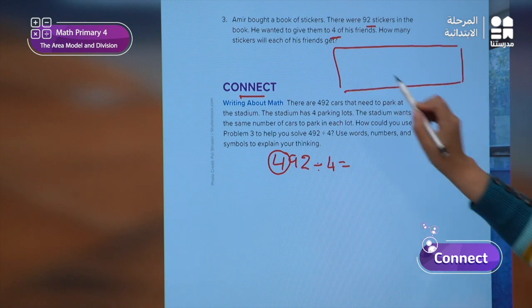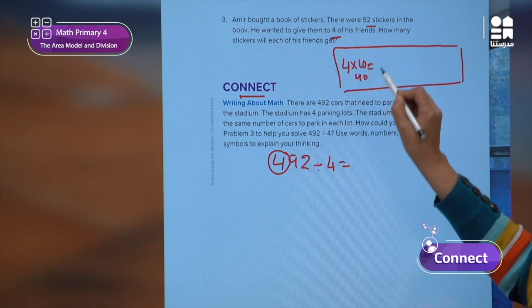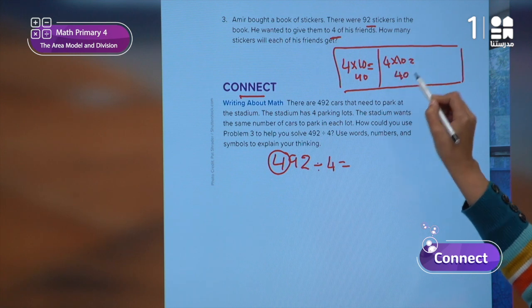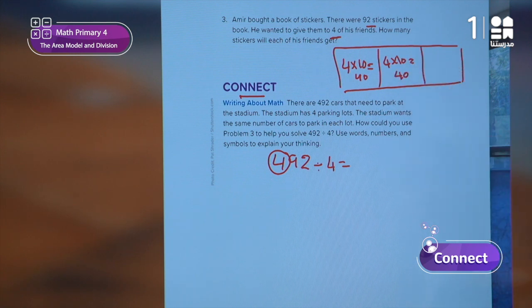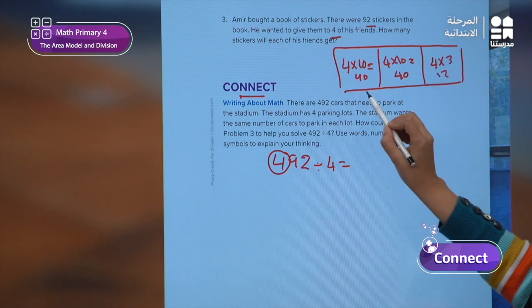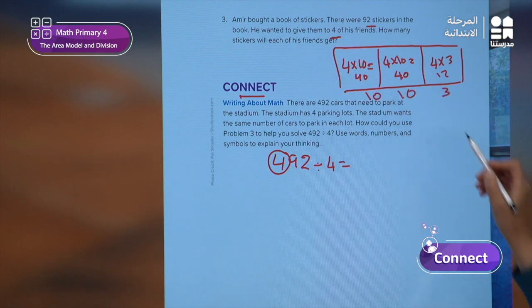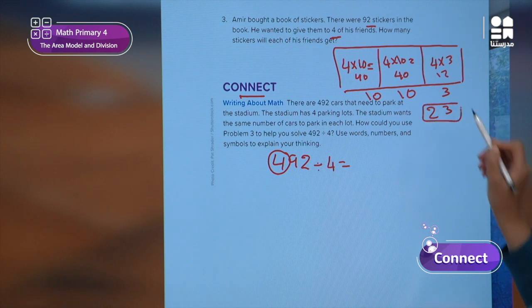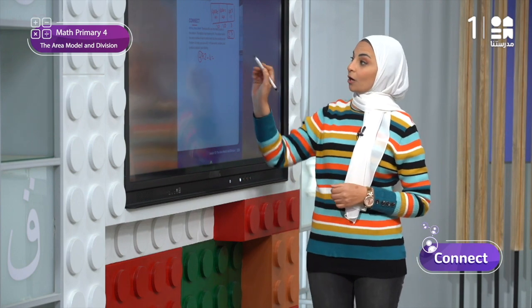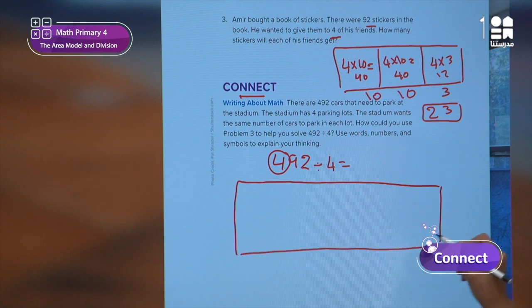But before drawing the rectangle, let's remember the answer of problem number 3. Here's the area model. What did we do? We did 4 times 10 equals 40, and we did another 4 times 10 equals 40. And then what should I do? Yes, 4 times 3 equals 12. So here 10 plus 10 plus 3. Right? The answer was 23. Okay, this will be the same, but I will add 400. Let's draw the same area model like this.